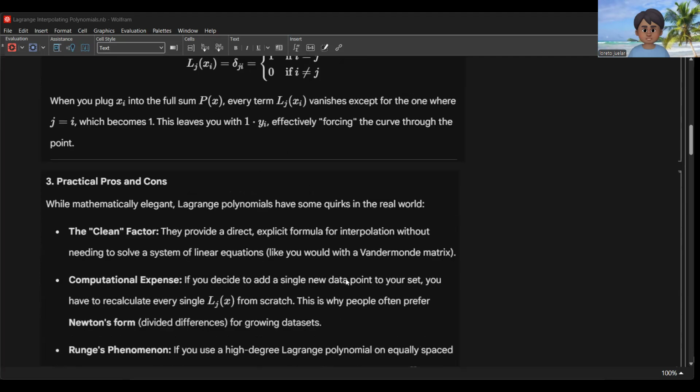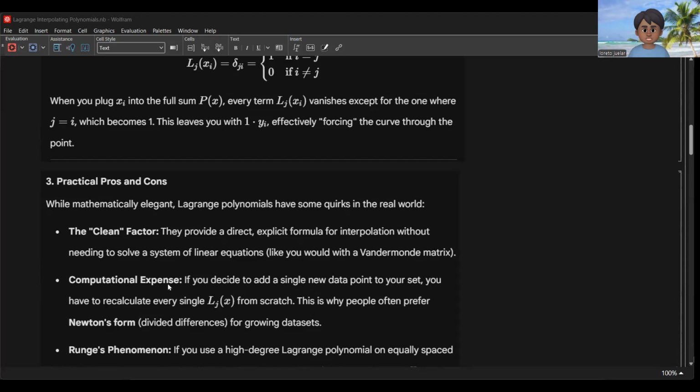You have the practical pros and cons. While mathematically elegant, Lagrange polynomials have some quirks in the real world. The clean factor: they provide a direct explicit formula for interpolation without needing to solve a system of linear equations like you would with the Vandermonde matrix. So there's no need to solve some equation here.